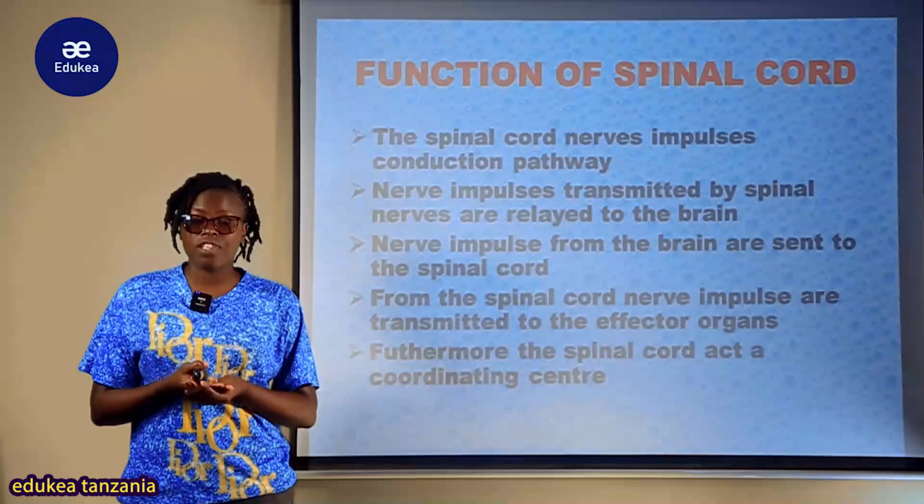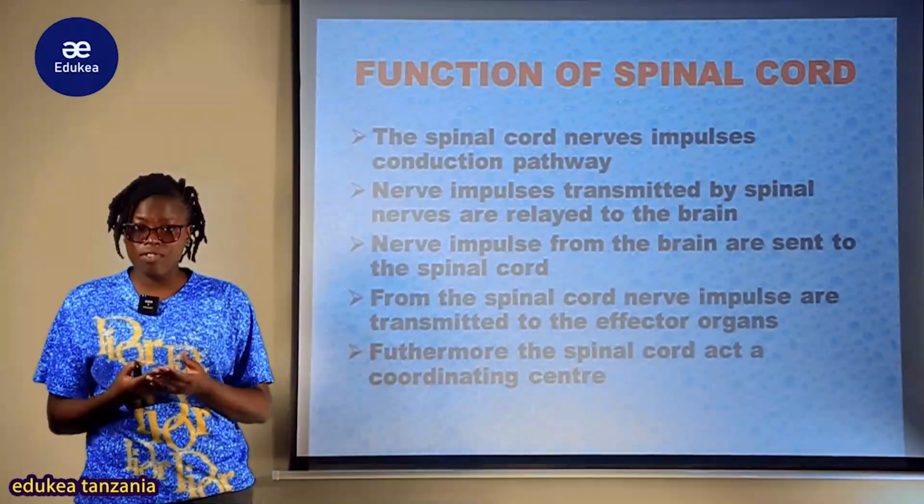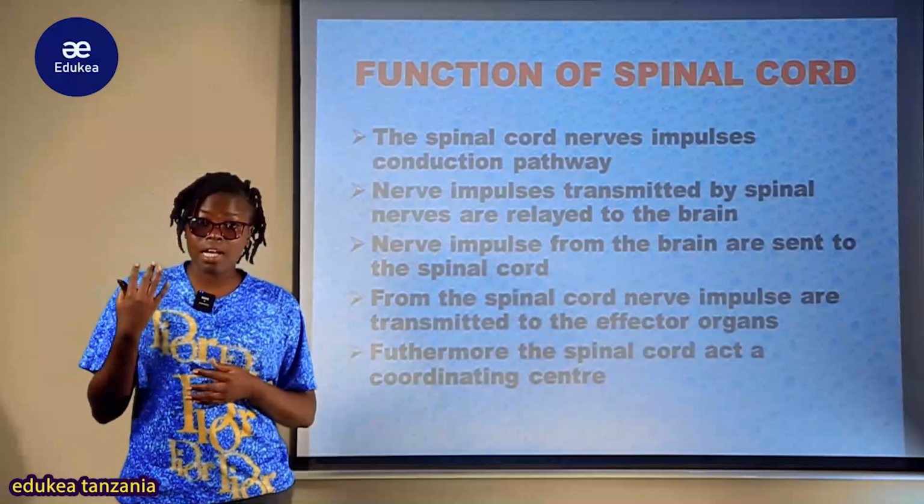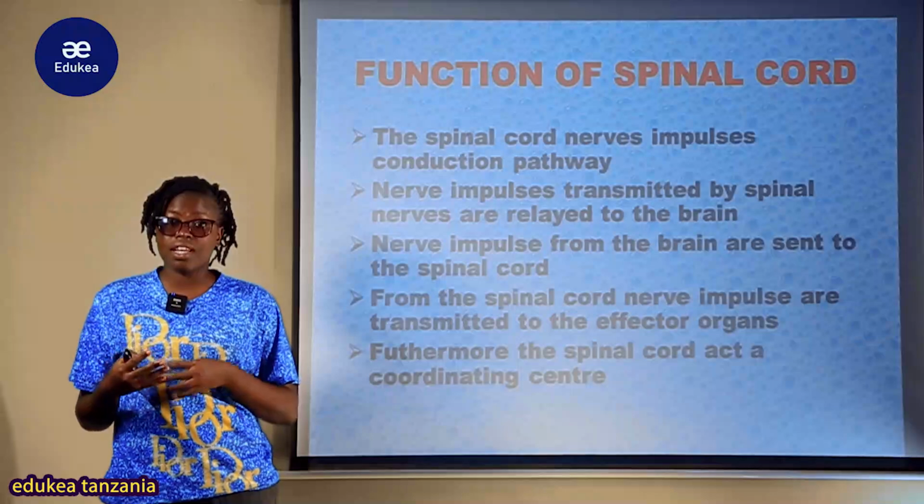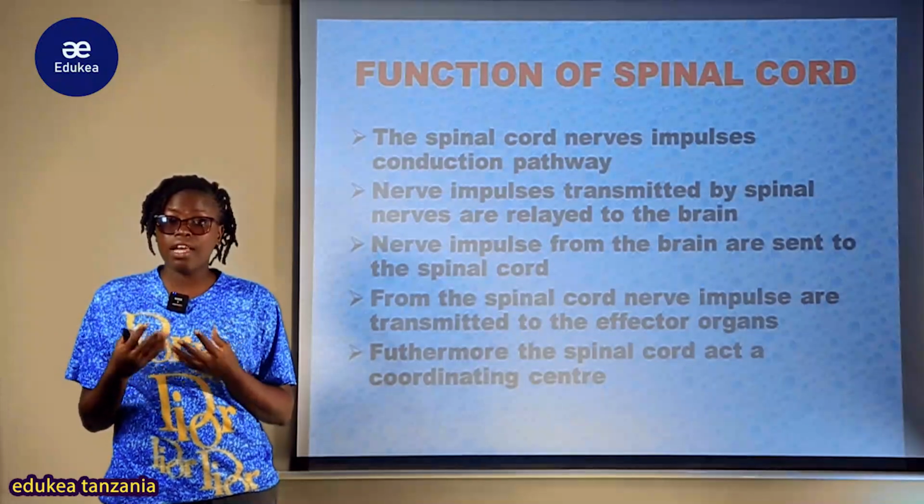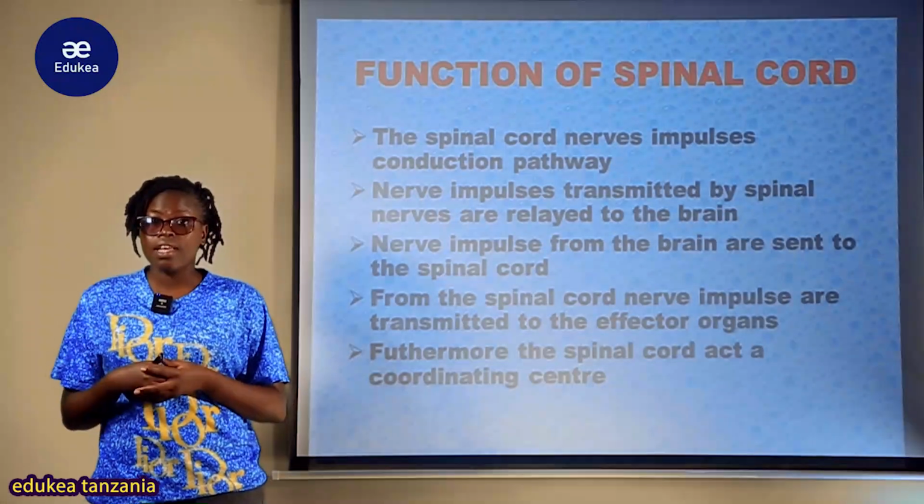Now what are the function of the spinal cord? Umeona kwamba the main function of spinal cord ni kama nerve impulse conduction pathway from the receptors organ kwenda katika central nervous system, na vile vile ni from the central nervous system to the effectors organ.